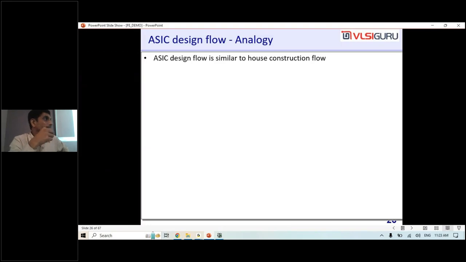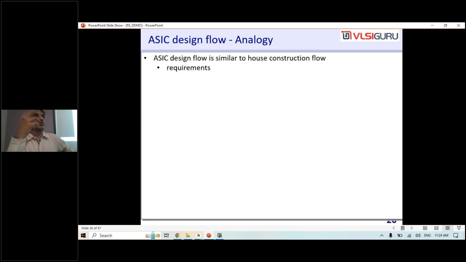Cost estimation. Before that, what do you do? Foundation. Before that, planning. Before planning, what do you do? First, write down your requirements. What kind of house do I want? How many floors I want? How many rooms I want? What type of flooring I want? What kind of walls do I want? You'll write down, right? Before you do anything, you write down your requirements.